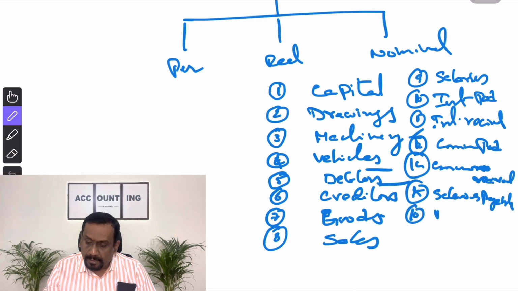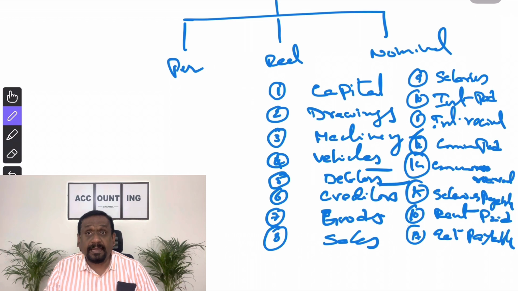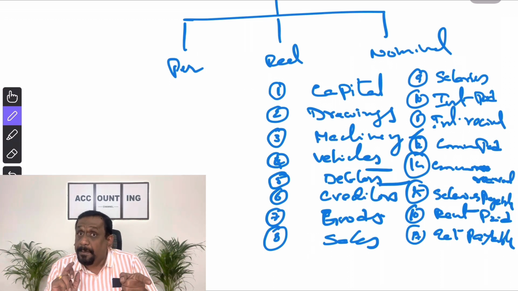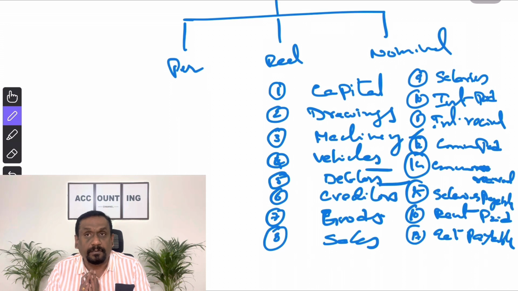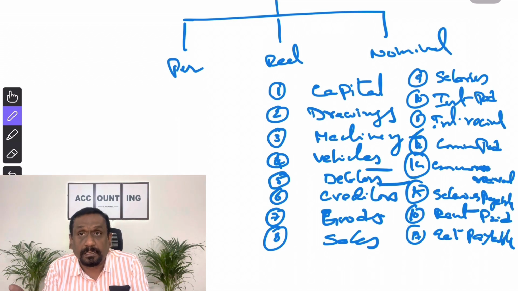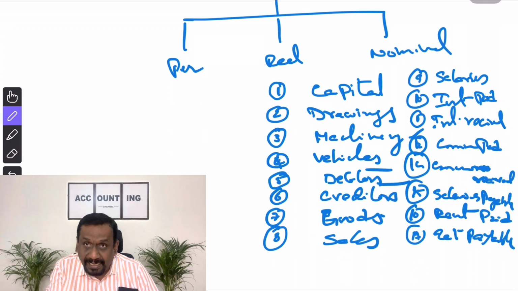Next. Rent paid, expenditure. Nominal account. Rent payable. Rent paid is an expenditure. Payable is a liability. So rent payable is what type of account? Rent payable to whom? It is payable to a person. So rent payable comes under personal account. What type of person? Representative person. Why is it a representative person? Rent payable account will be credited on behalf of a person. Hence, rent payable account is a personal account, that too a representative person.